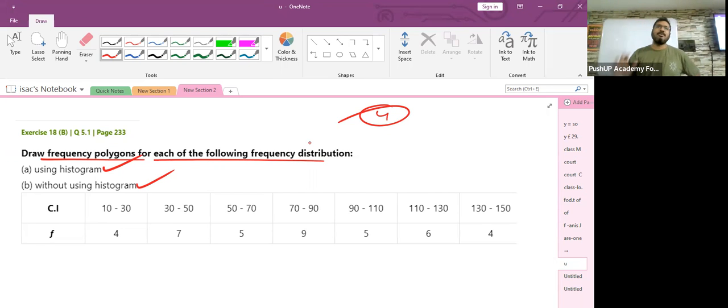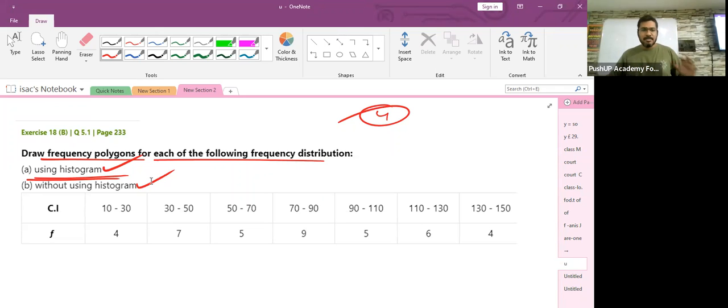Max to max, what they can ask you is draw a frequency polygon using a histogram. That's all. Either they will ask you to draw a frequency polygon all alone, otherwise they will ask you to draw a frequency polygon with the help of a histogram. That's it. So children, would you like to draw a frequency polygon with the histogram? Yeah. Online students, Mayur, Albi, would you like to draw it?